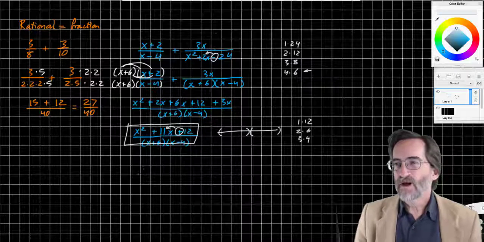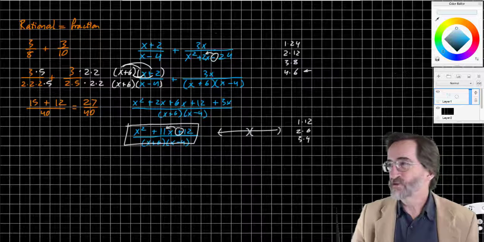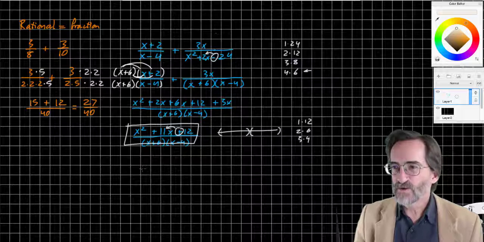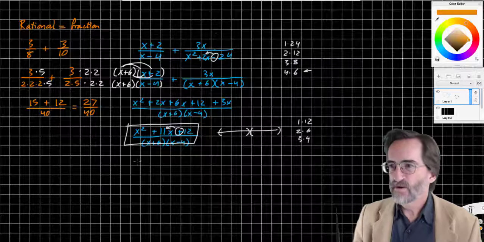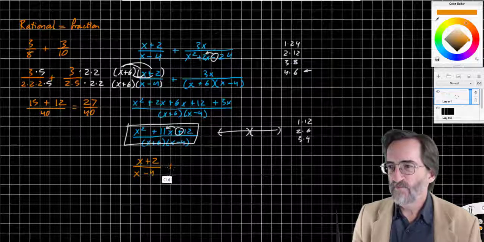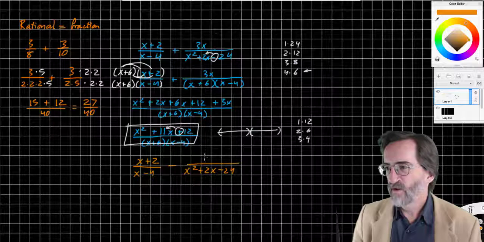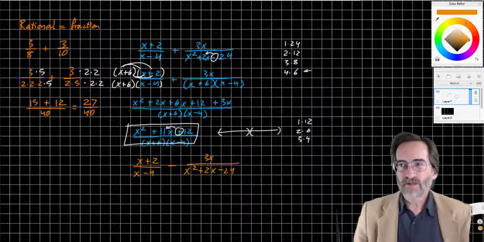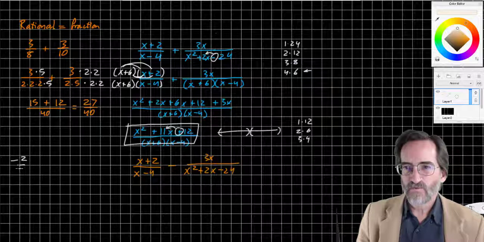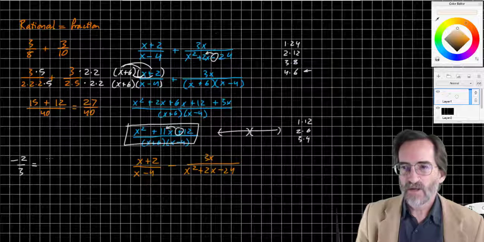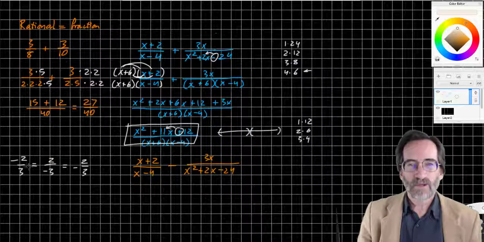Now that said, what if we change the problem to a subtraction problem? What if we change this to x plus 2 over x minus 4 minus 3x over x squared plus 2x minus 24. The answer to that is actually fairly simple. When I write a fraction like negative 2 over 3, that can be negative 2 over 3, that can be 2 over negative 3, that can be negative 2/3. The negative can go in any one place, not two, but any one place.